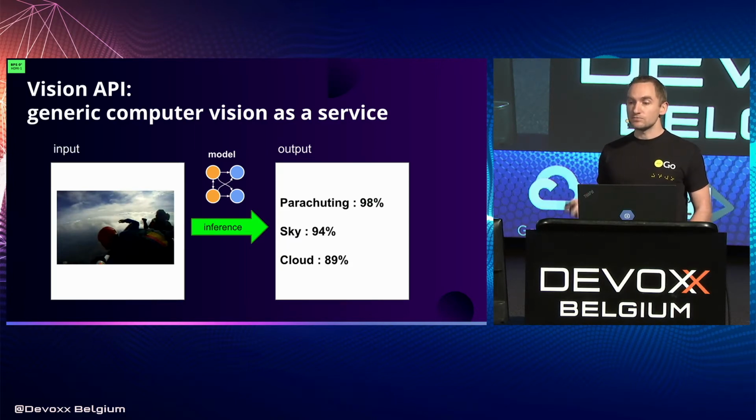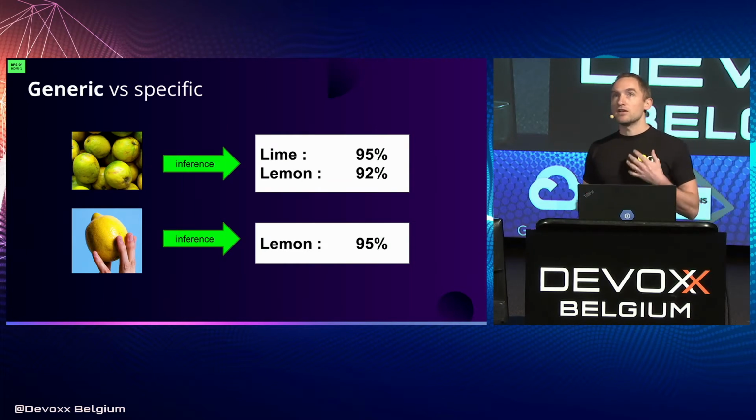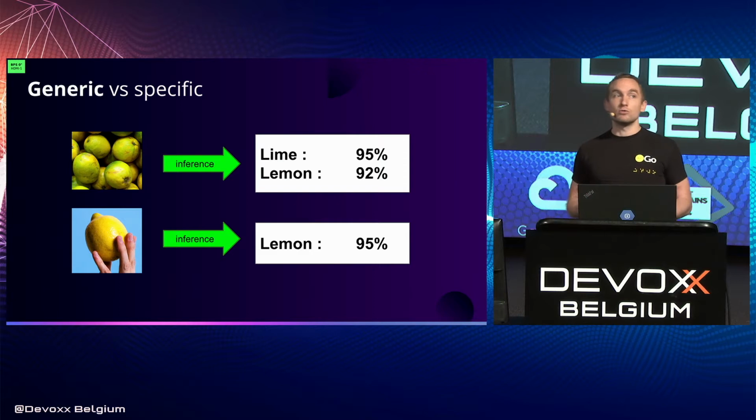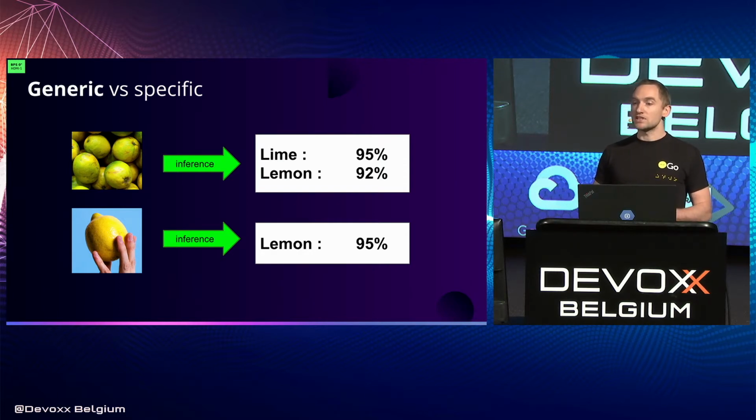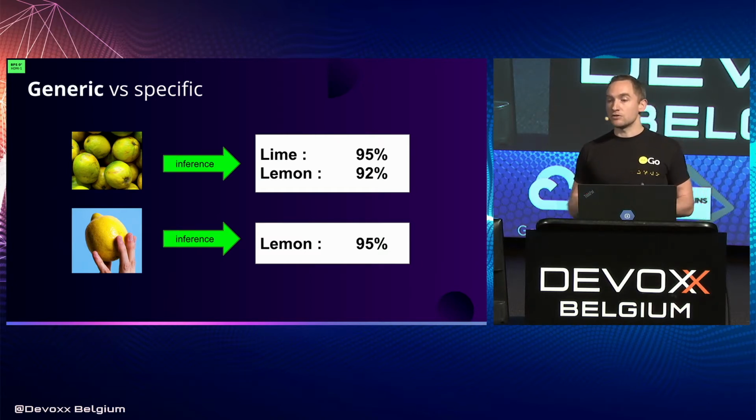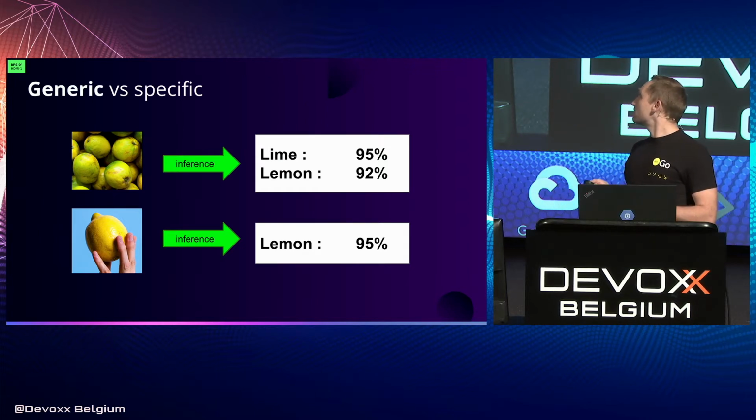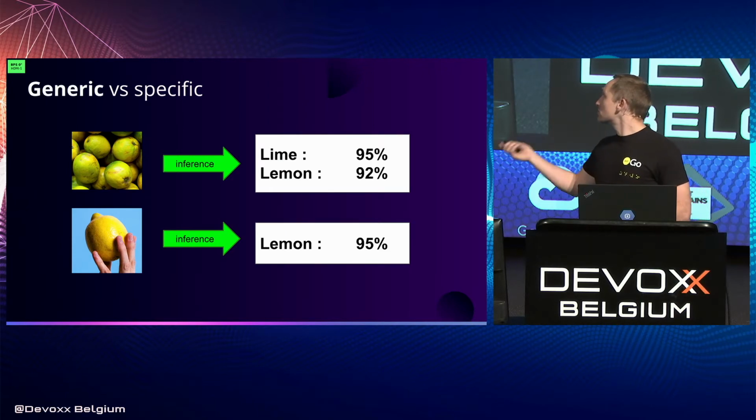This is correct. But now, it's not always easy to use such generic information to make useful things in an information system. For example, if I have a lemon farm and I use Vision API with these two pictures, it will correctly infer that the first photo looks like lime or lemon with high confidence, and the second one, okay, it's definitely a lemon.